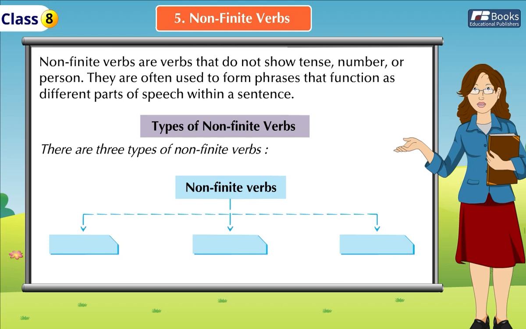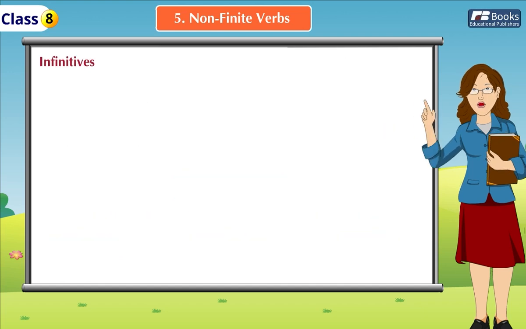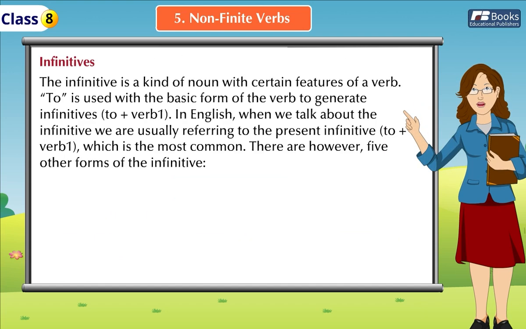Non-finite verbs: infinitives, gerunds, participles. Infinitives. The infinitive is a kind of noun with certain features of a verb. To is used with the basic form of the verb to generate infinitives. To plus verb first form.